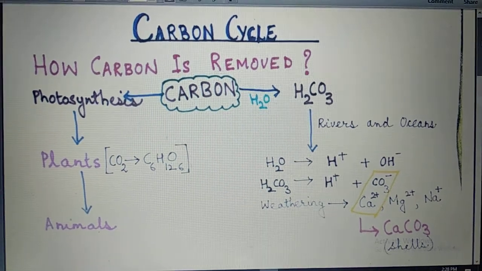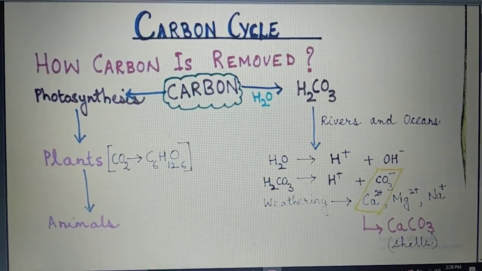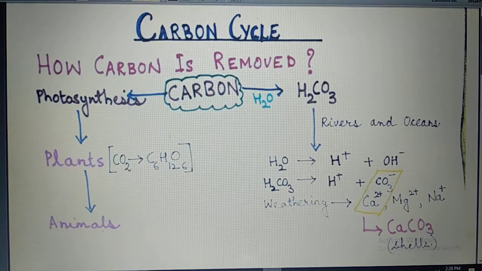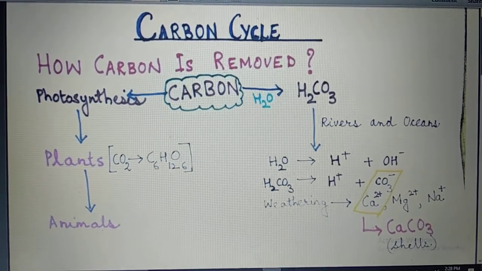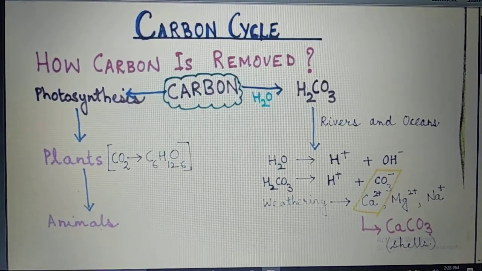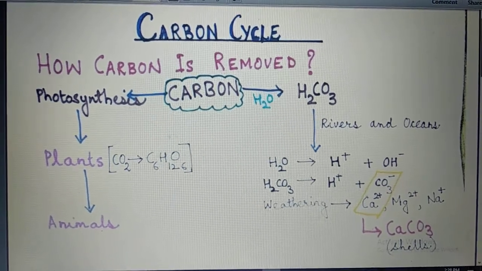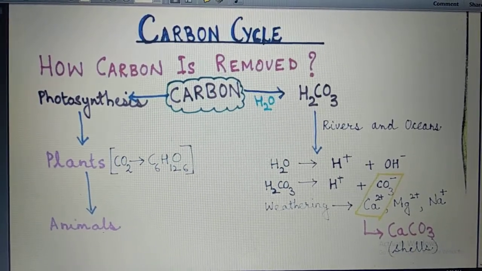Morning students, last class we were seeing the biogeochemical cycles. We have already seen the water cycle and nitrogen cycle. Now today we have to learn about the carbon cycle. Carbon is found in various forms on the surface of the earth.